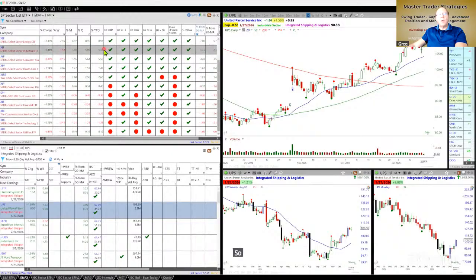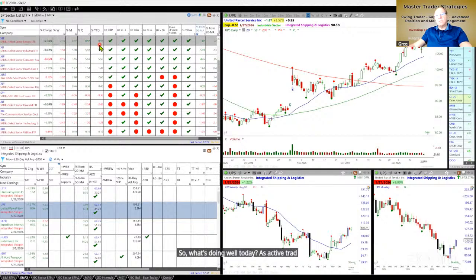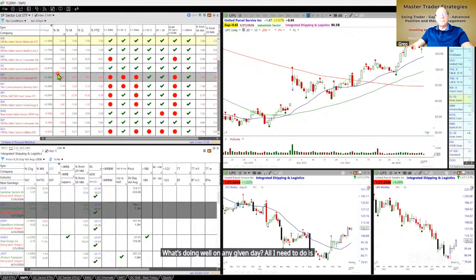So what's doing well today? As active traders, what's doing well on any given day? All I need to do is come in here and sort this. And this is only the S&P sectors. We could go to a layout. I could show you 140 sectors with subsectors, and then we could look at the stocks within it. And of course, that leads to a lot of reviewing, but these scans within the watch list guide us in the right direction. So what's doing well today?